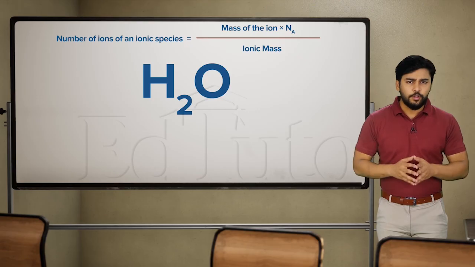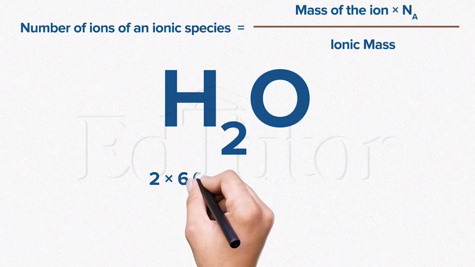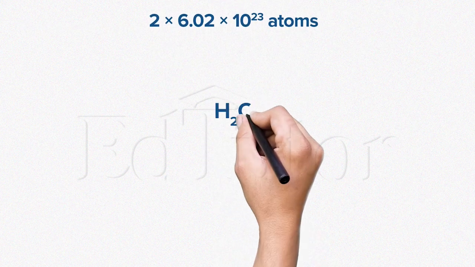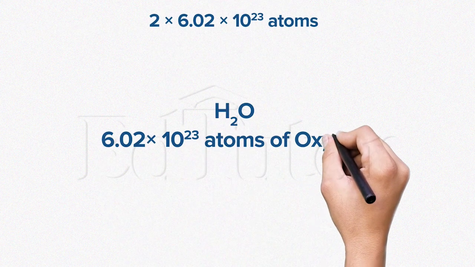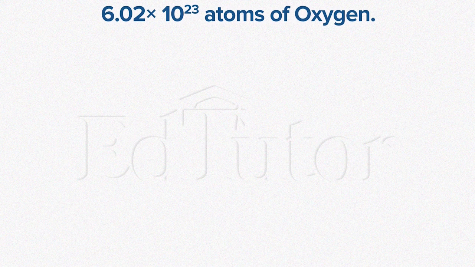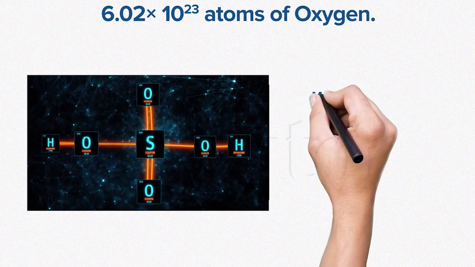So for hydrogen we will have 2 multiplied by Avogadro's number, which will be 2 multiplied by 6.02 into 10 to the power 23 atoms of hydrogen. For oxygen, it will simply be 1 multiplied by Avogadro's number because we have only got 1 atom of oxygen. Is it clear so far? That is great. Let's practice another example.